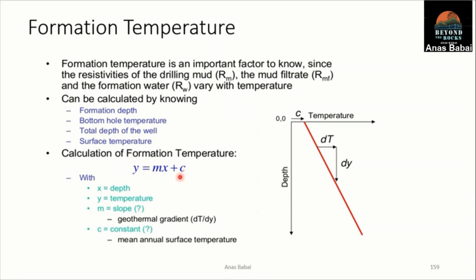We all know this equation, y equals mx plus c. So this is x and this is y. The slope of this line, m, is the geothermal gradient, and c, the constant, is the intercept of this line from the y-axis.